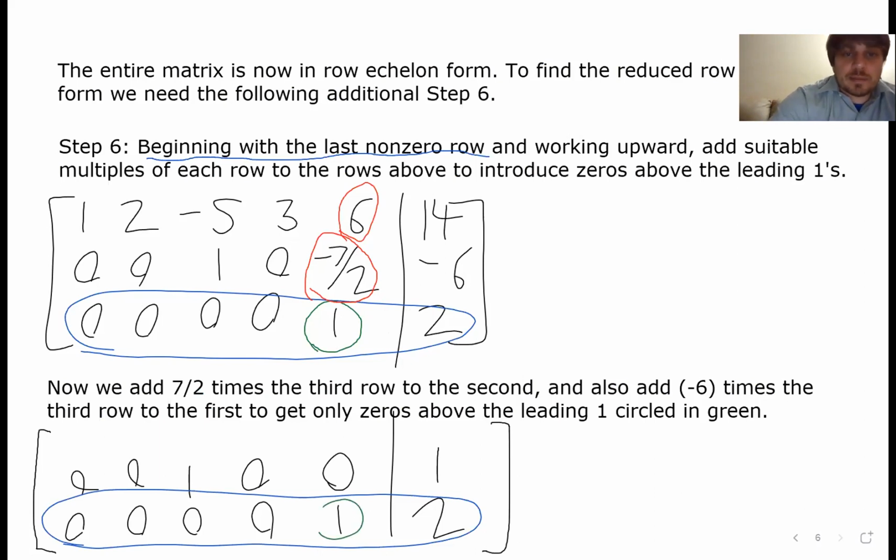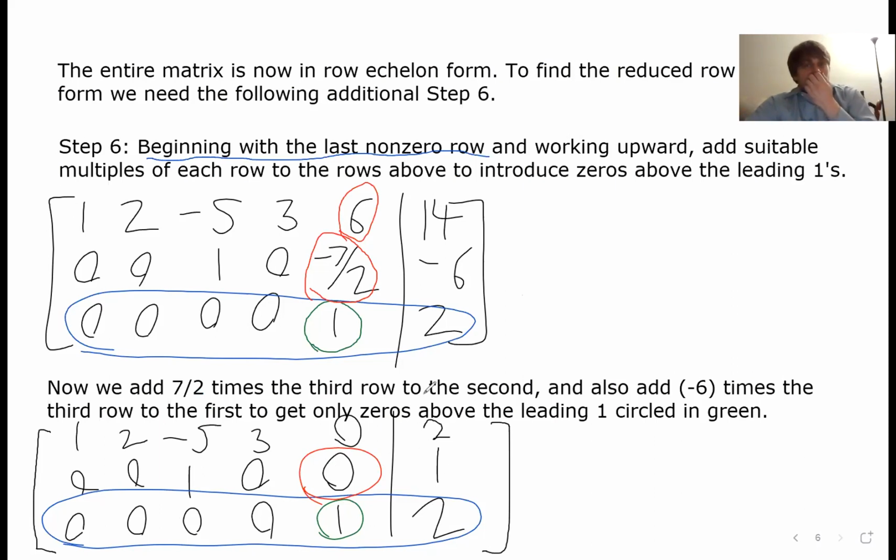This is the leading 1. This is the -7/2, which is now 0 because I took 7/2 times the third row and added it to the second. Now I'm going to take -6 times the third row and add it to the first. -6 times this row and add to this one, so that's 0. Since the first 4 entries are 0, it doesn't change those first 4 entries. See that? And then -6 times 1 is -6. -6 plus 6 is 0. And then -6 times 2 is -12. -12 plus 14 is 2. There's a 2 there.